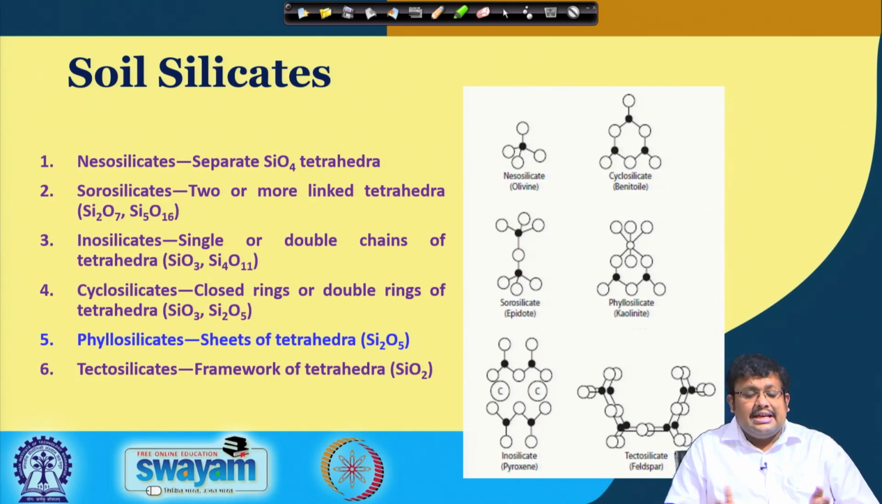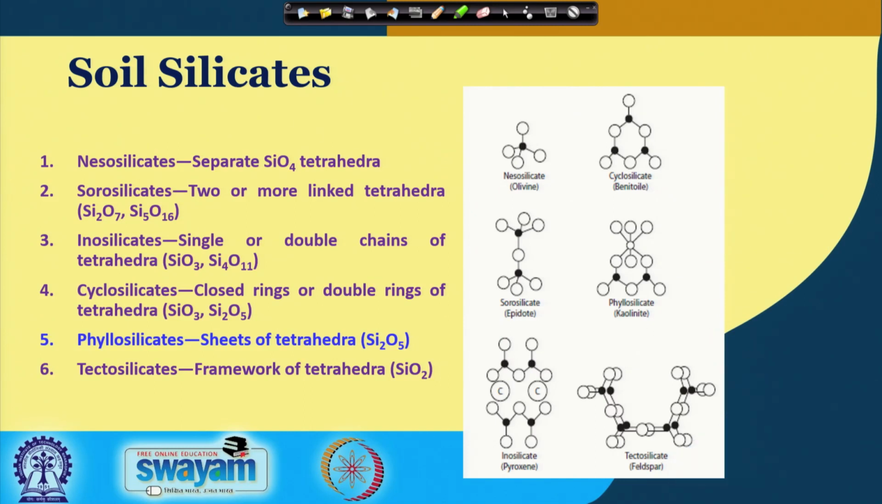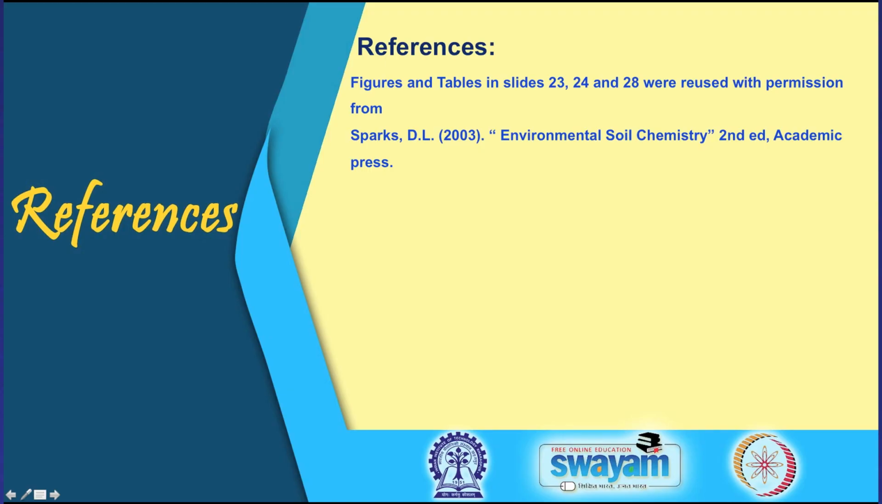So, guys, you have seen that we have discussed today in detail the 5 Pauling's rules, and also the basic classification of the soil silicates. In the next lecture, we will start from the structure of individual clay minerals, and then we will discuss their individual properties based on their structure.